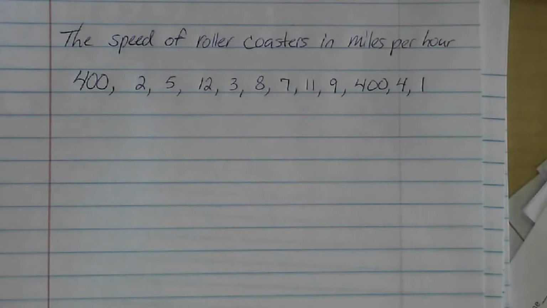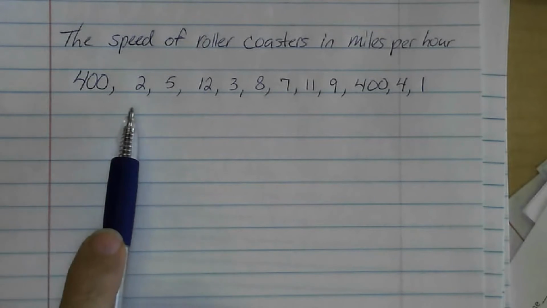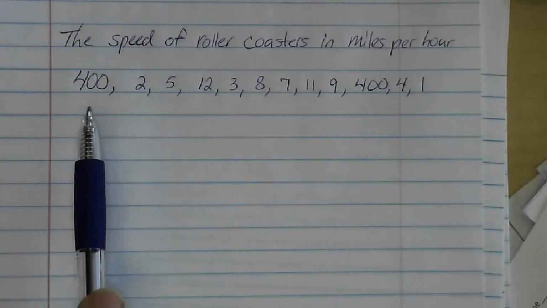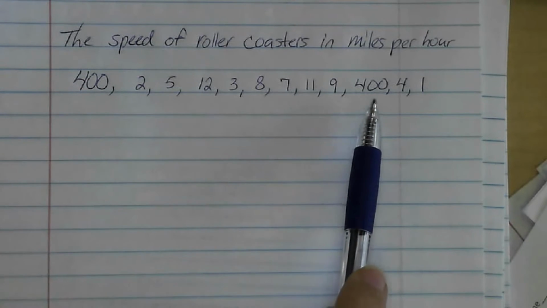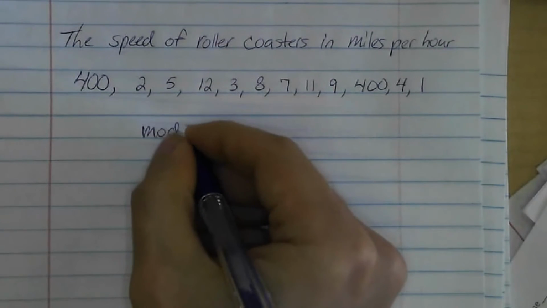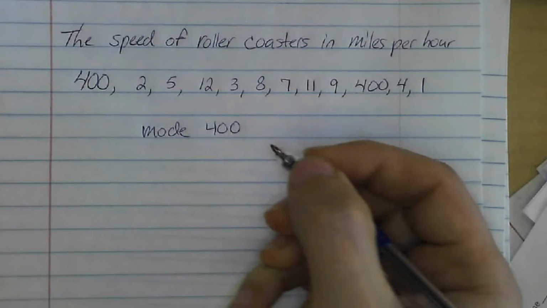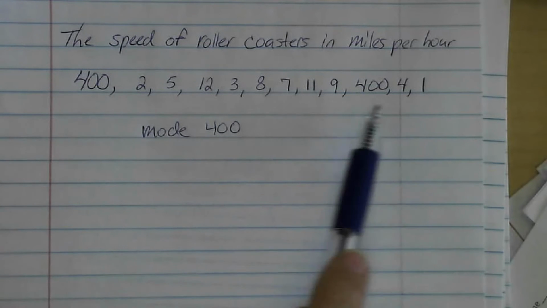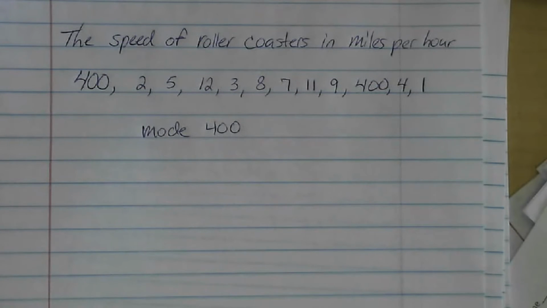Okay. Suppose there was an amusement park with 12 roller coasters, and the speeds in miles per hour of each of the 12 roller coasters are in this list. Well, when you look through this list, the only number repeated is 400. So the mode is actually 400. Now, if I were to describe how fast the roller coasters were at the park, and I used the mode and described them as 400 miles per hour, would that really describe what most of these roller coasters are like?